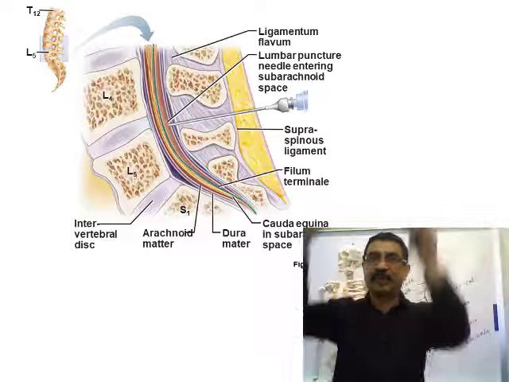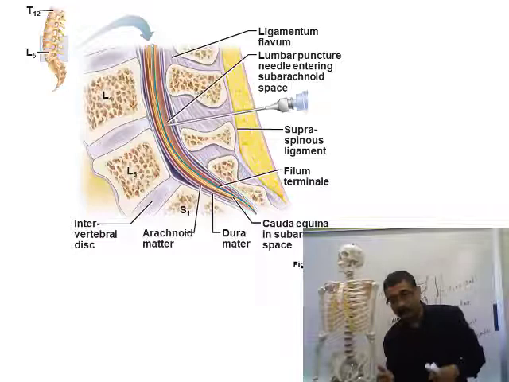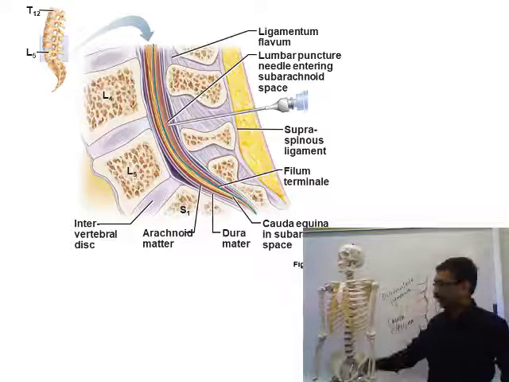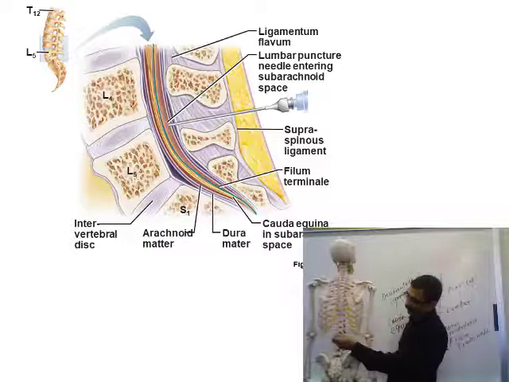So, what we do, we ask the patient to lie down sideways on the bed and bend the upper part of the body forward, like this, okay? So if you do that, you see what happens. In the back, in between the spinous processes, you have openings. See that? Spinal cord is here.